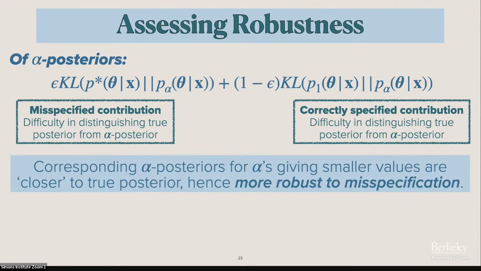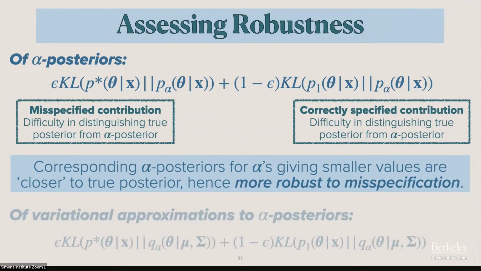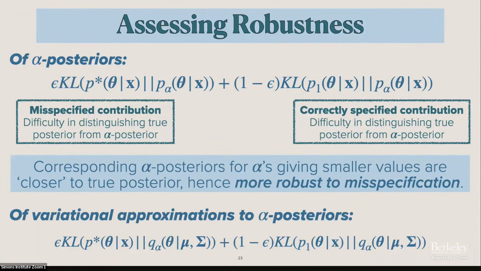So this is how I'm measuring robustness. What I'd like to do is find the alpha that minimizes this expected KL divergence. For the alphas giving smaller values of this KL, the inference procedure is getting us closer to the truth, so we're more robust to misspecification. And of course, I want to play the same game with variational approximations. What I've done here is replace P alpha, my actual alpha posterior, with Q alpha, the variational approximation to it. Okay, so these are the things I'd like to study.